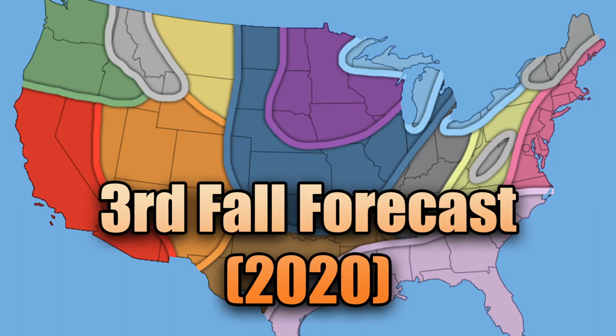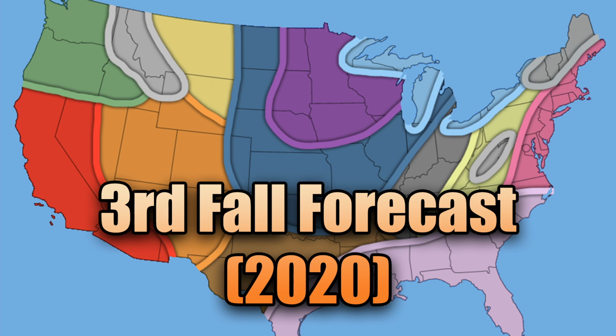We're going to be going over your third fall forecast for the year of 2020. We're going to be going over your temperature anomaly forecast as well as your precipitation anomaly forecast. And then at the end of the video, we are going to be going over my overall forecast for kind of on average the entire fall of 2020. This is going to be going from September 1st to November 30th. So we're going to be going through meteorological fall, which again is September 1st to November 30th. And that is the time frame that all of these forecasts go through.